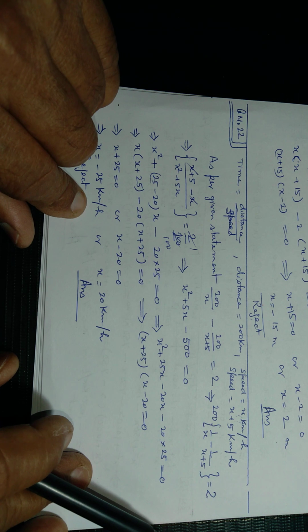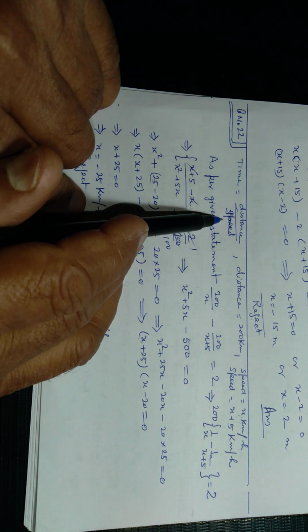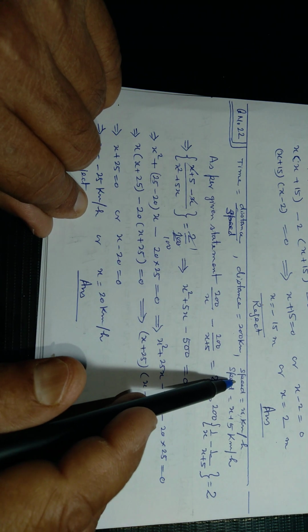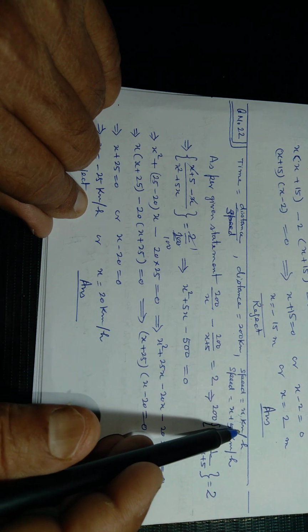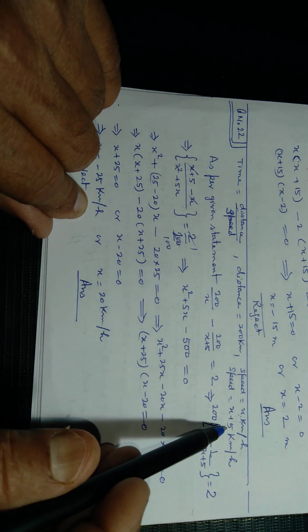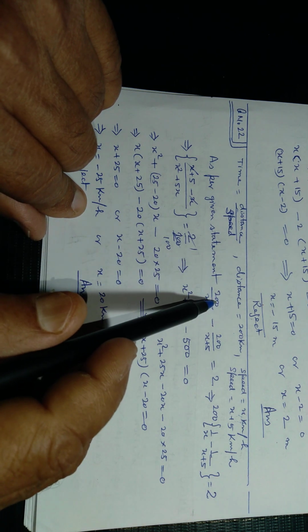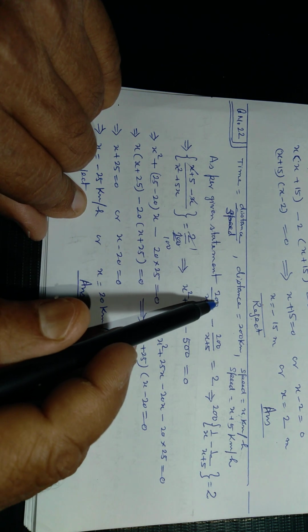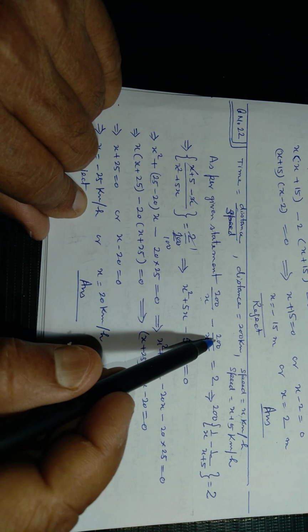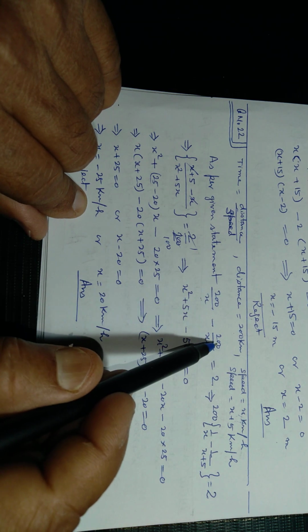Here the time and distance formula is used. Time is equal to distance divided by speed. Distance is given, that is 200 kilometer. The initial speed is x kilometer per hour. The final speed is x plus 5 kilometer per hour. So as per the given statement, 200 by x will be the time in the first case. In the second case, it will be 200 divided by x plus 5. This time will be more and this time will be lesser.